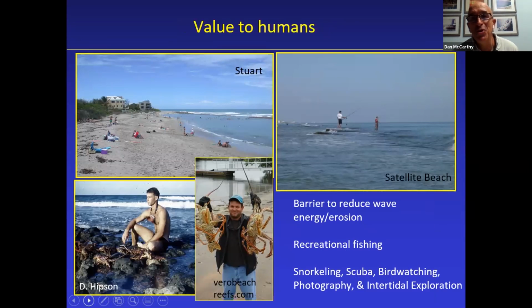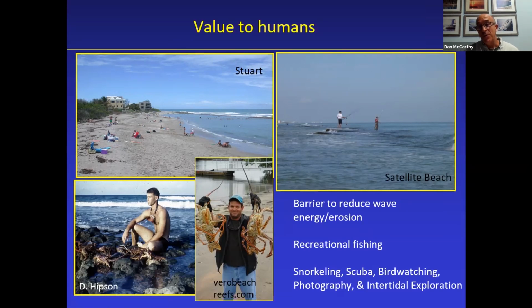So the other way that you can look at the value, of course, is what's the value to humans, okay? So if you look at the photograph in the upper left, this is Stewart, in your backyard, bathtub reef, and look at the line of that reef. They can function just like coral reefs do as a barrier to reduce the energy associated with wave activity, and in this respect, reduce the amount of coastal erosion.